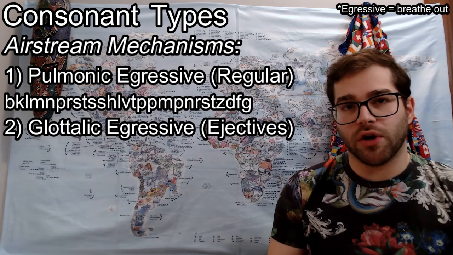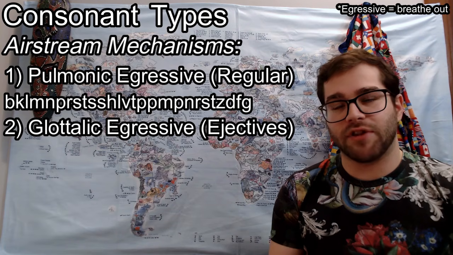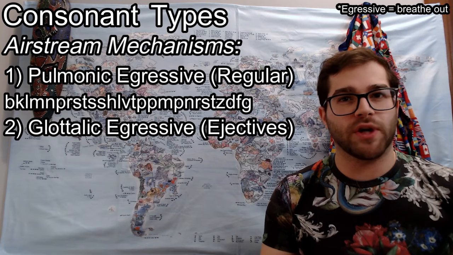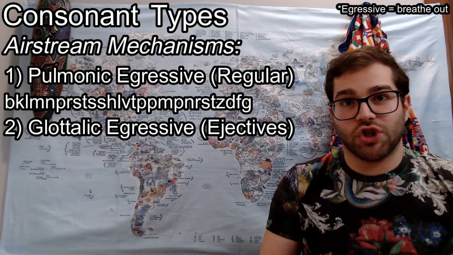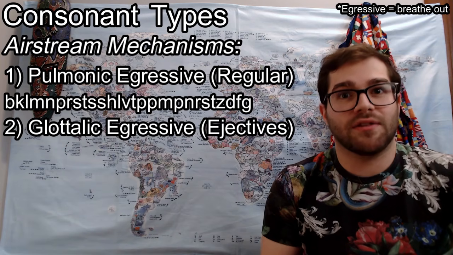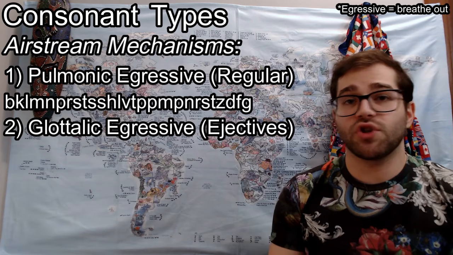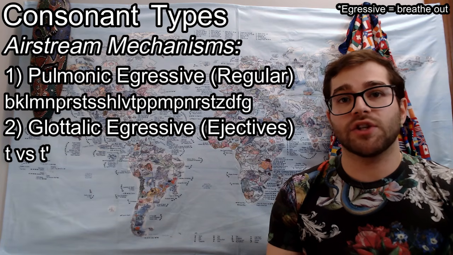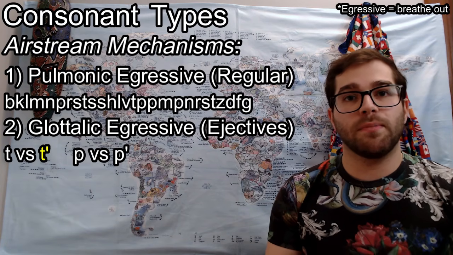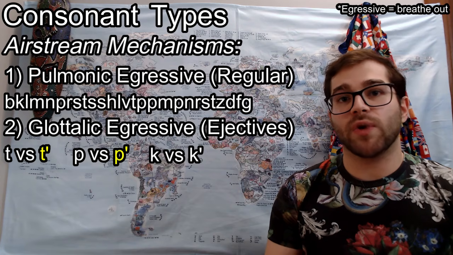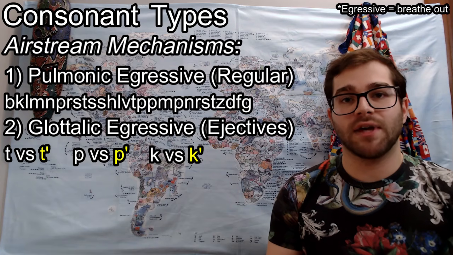These are rarer across the world, and English doesn't really have them, but they still shouldn't be too difficult to pronounce. As the name ejective suggests, we basically eject our regular consonants with a bit more oomph than usual. So for example, regular t, ejective t, regular p, ejective p, regular k, ejective k, and so on.